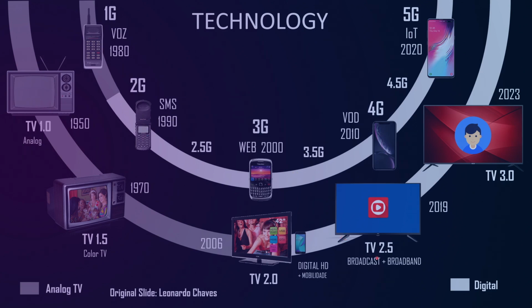2.5. Why? Because there are some features that we are trying to implement in 3.0 that we can already implement in 2.5. Features like delivery, broadcast and broadcast in broadband. If you are broadcasting a TV show in HD, you can put it in 4K for Smart TVs that already have features to receive this on broadband. That's the main point. Sorry, I'm a little bit nervous, but okay. And now we are here in 2.5.